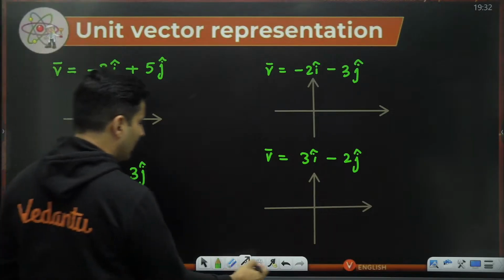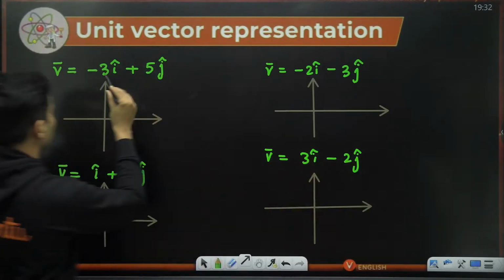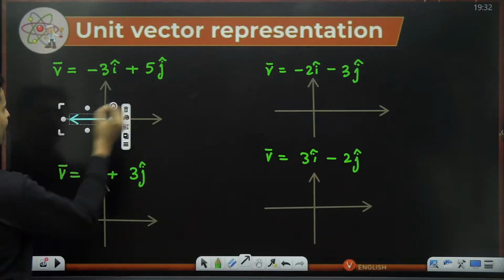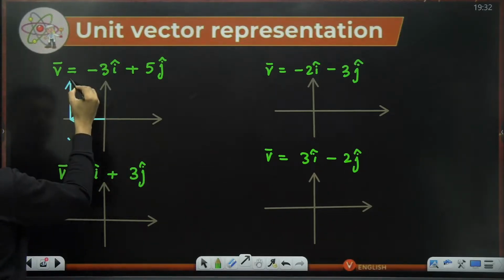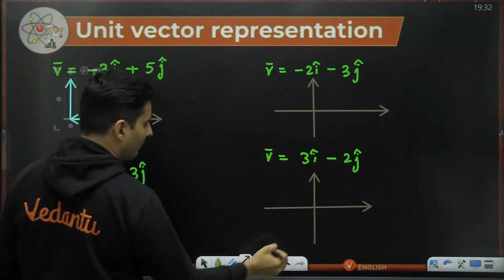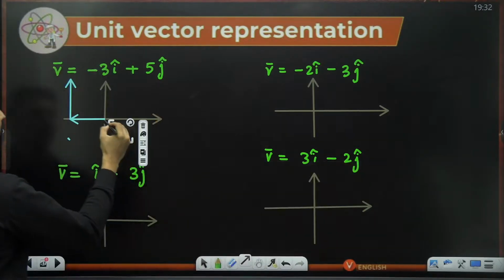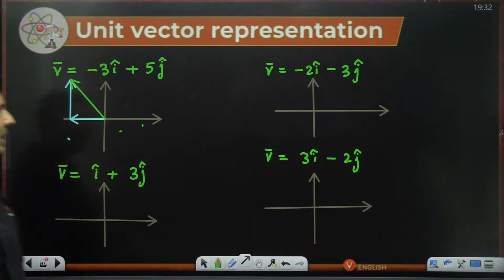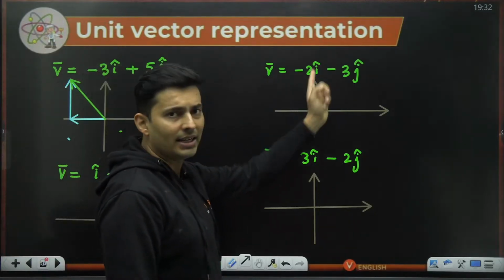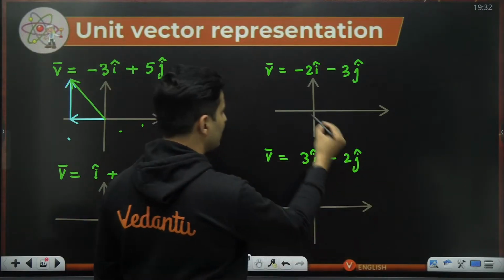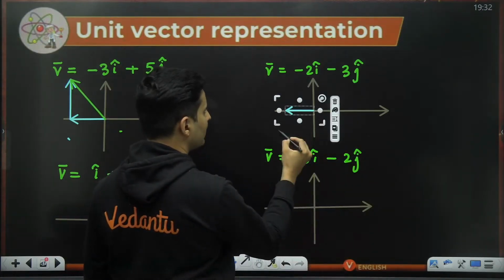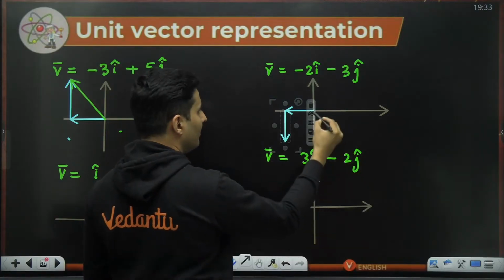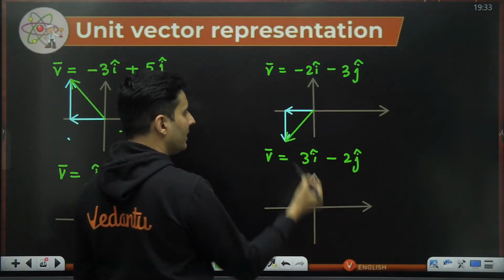Think about it. Starting off with the first one, minus 3I means opposite to I, go 3 times, and 5J means go 5 units upwards, like this. So my resultant vector will be basically like this. Is that right, everyone? Minus 3I plus 5J. This one, minus 2I minus 3J. So minus 2I means go negatively in the direction of X. 3 times J means go down, not up. And the resultant will be basically this one.